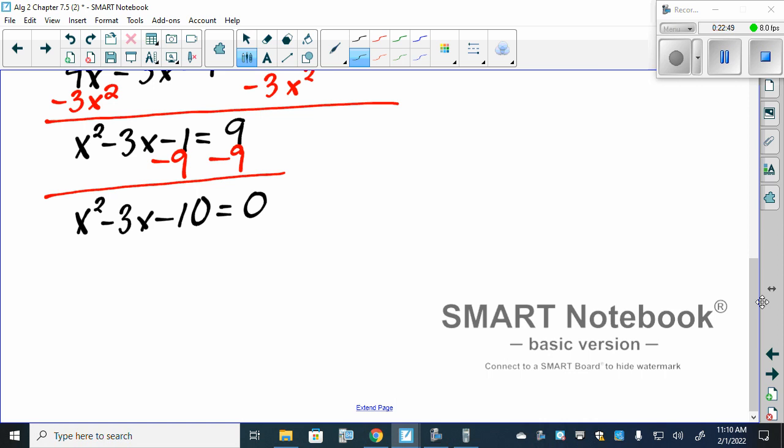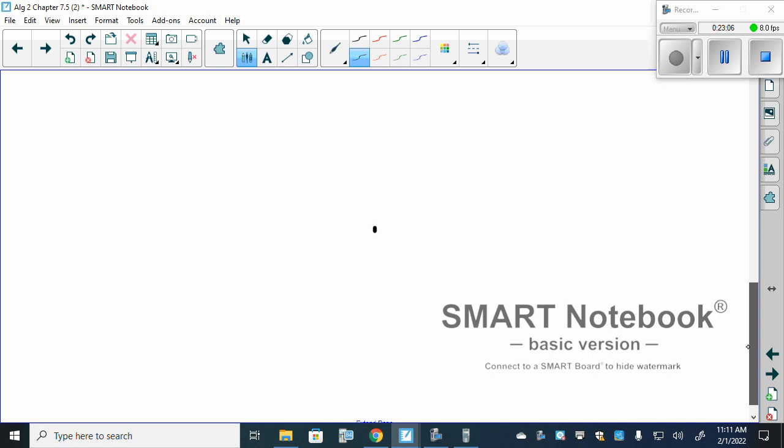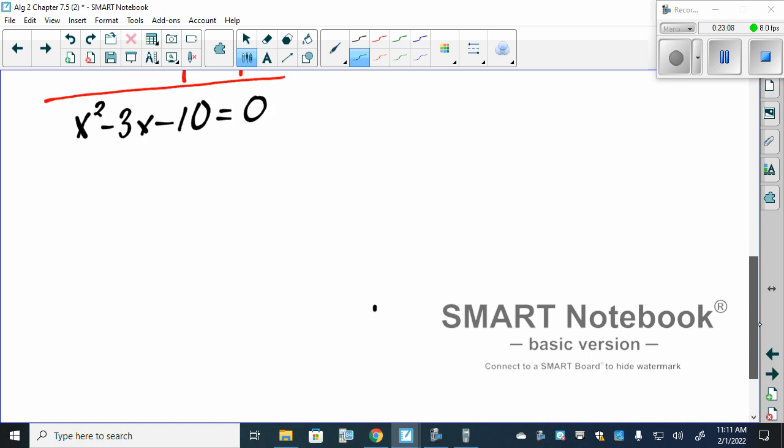There are some problems that we might encounter eventually. I don't think so much in this chapter, where our quadratic terms might actually cancel out on both sides, which would be nice. But here, unfortunately, they did not. Now we can solve this by factoring.